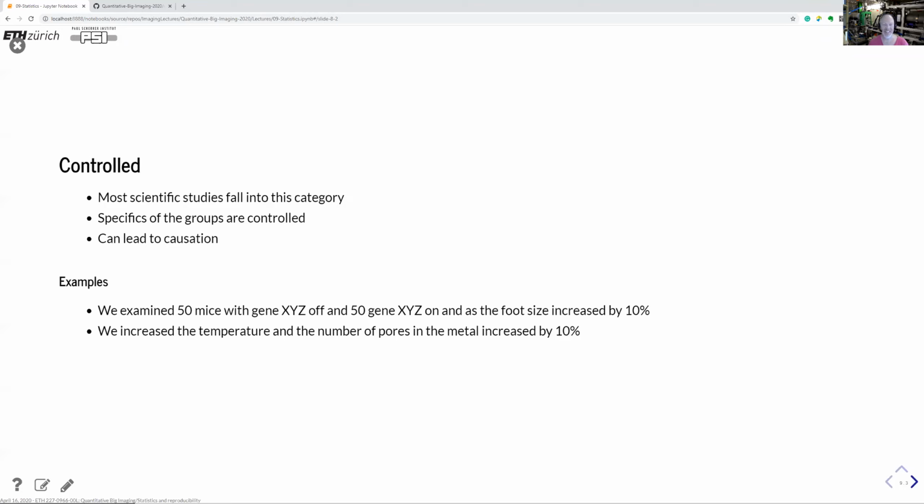Then we can also talk about looking at the temperature and the number of pores in a metal melt, and that they increase by 10%. So that's always that we modify something or separate the groups into specific characteristics and control what we are doing with it.